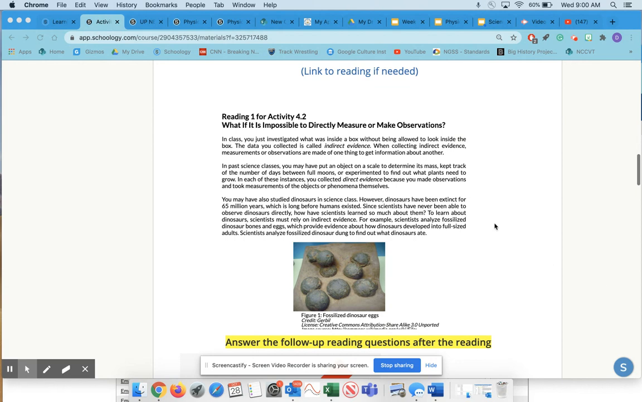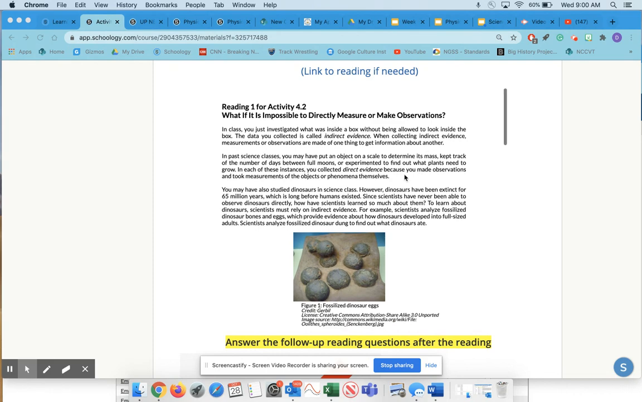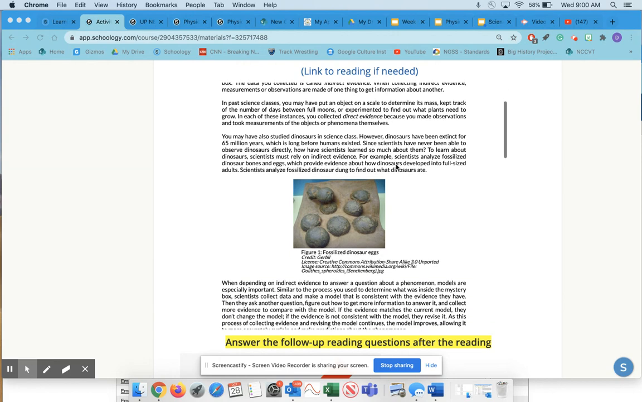The reading talks about indirect versus direct evidence. When collecting indirect evidence, measurements or observations are made of one thing to get information about another. So we gather information indirectly by studying something else, and that is how we're going to study atoms. Direct evidence is literally, if you take a rock and put it on a scale, you can observe the color of the object, see it, touch it, use your senses, and use tools to measure it. That's direct evidence.